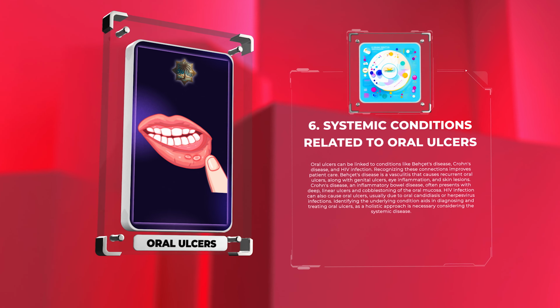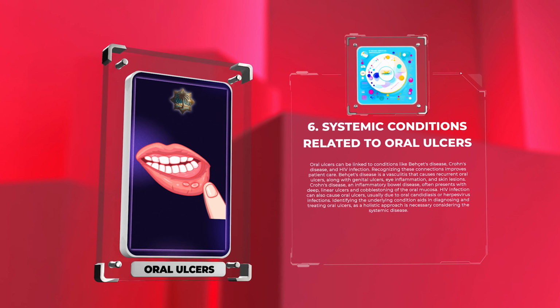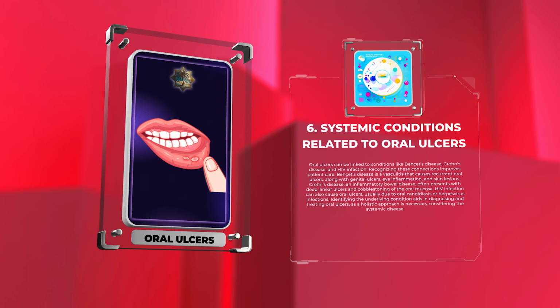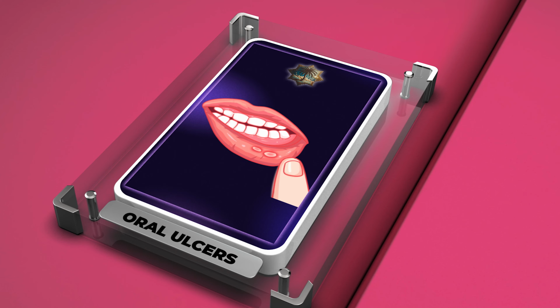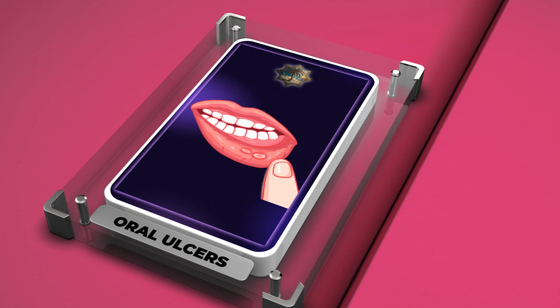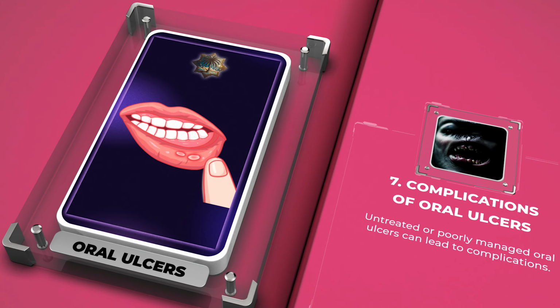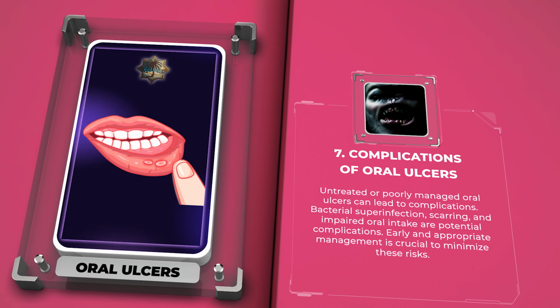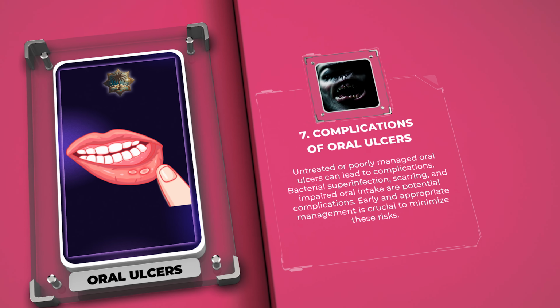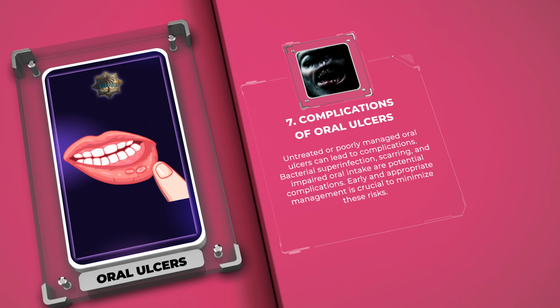Identifying the underlying condition aids in diagnosing and treating oral ulcers, as a holistic approach is necessary considering the systemic disease. Untreated or poorly managed oral ulcers can lead to complications. Bacterial superinfection, scarring, and impaired oral intake are potential complications. Early and appropriate management is crucial to minimize these risks.